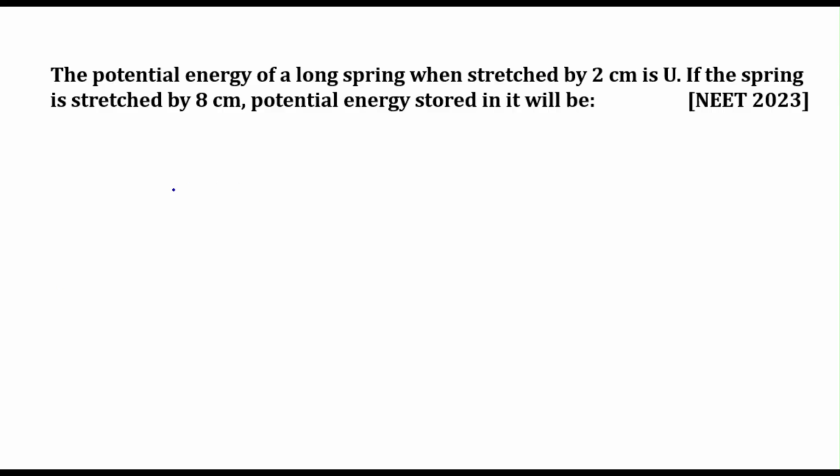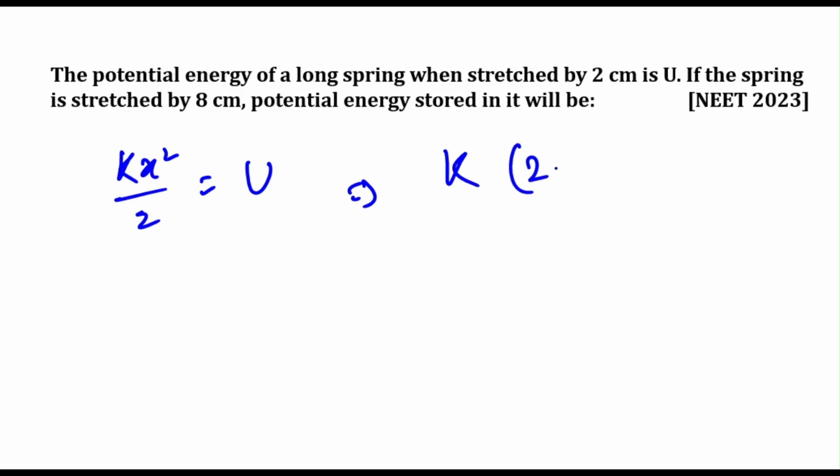The potential energy of a long spring when stressed by 2 centimeter is U. Let me write it directly. K x square by 2 equals U. Capital U here. Okay, nothing to worry. Now, if the spring is stressed by 8 centimeter, this is K and x is 2 centimeter. Again, the same argument: I'm not going to write any other units, just keeping this x in centimeter. So at the end, whatever we get will be in the same unit, whatever the unit of U, the potential energy, is.